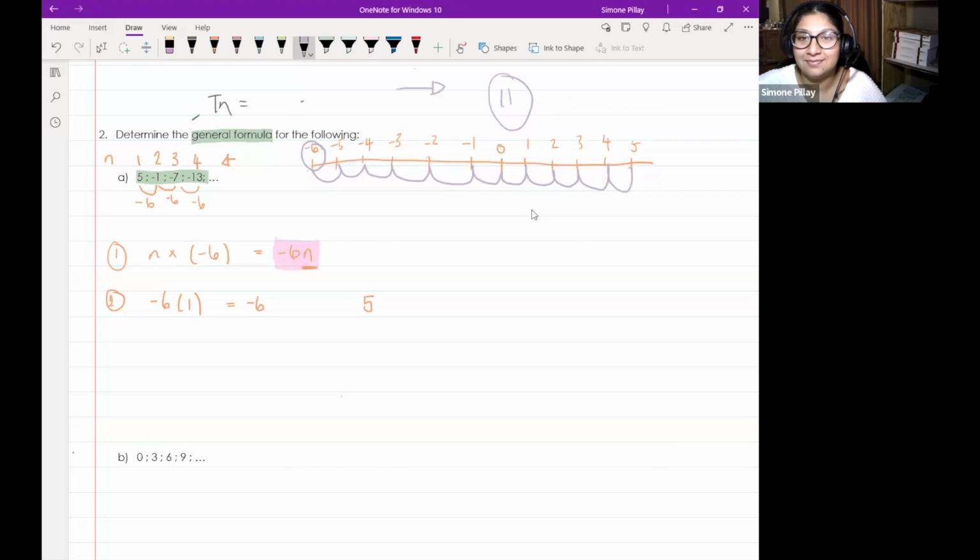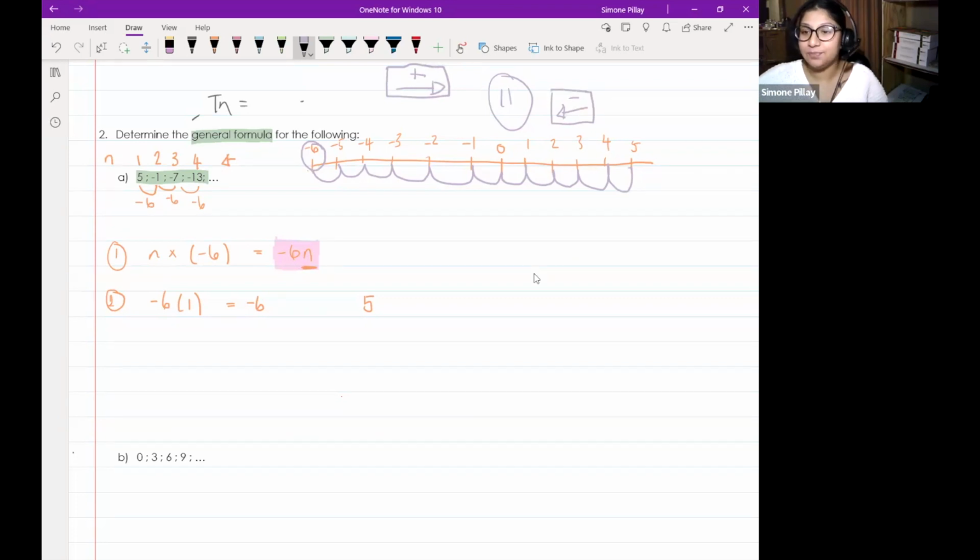Because you see, the number goes to 5 here. So let me help you. When we move to the right on a number line, you must know we are plussing. When we move to the left on a number line, you must know we are minusing.